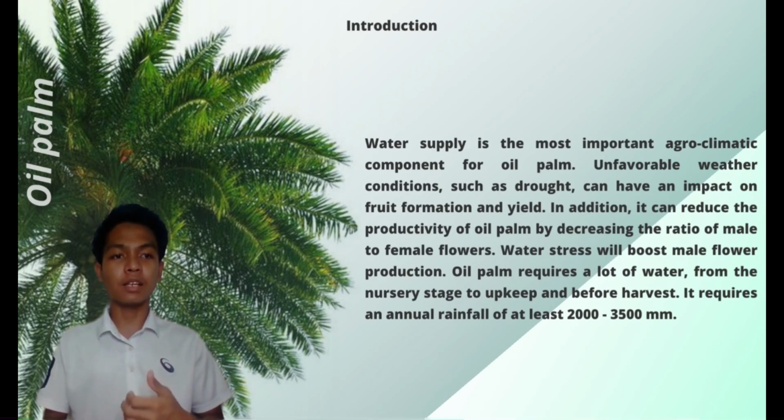Oil palm requires a lot of water from the nursery stage to upkeep and before harvest. It requires an annual rainfall of at least 2000 to 3500 mm per year.